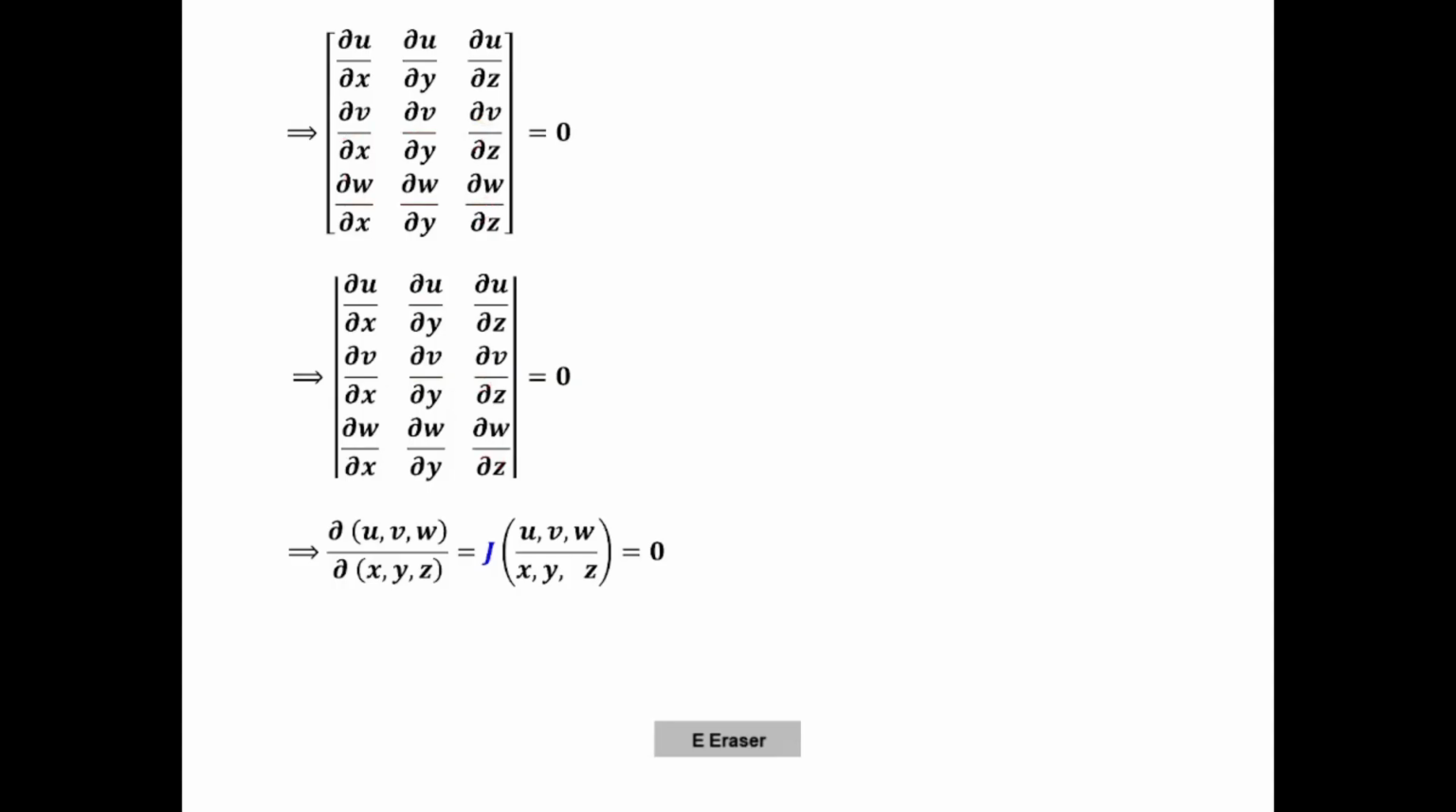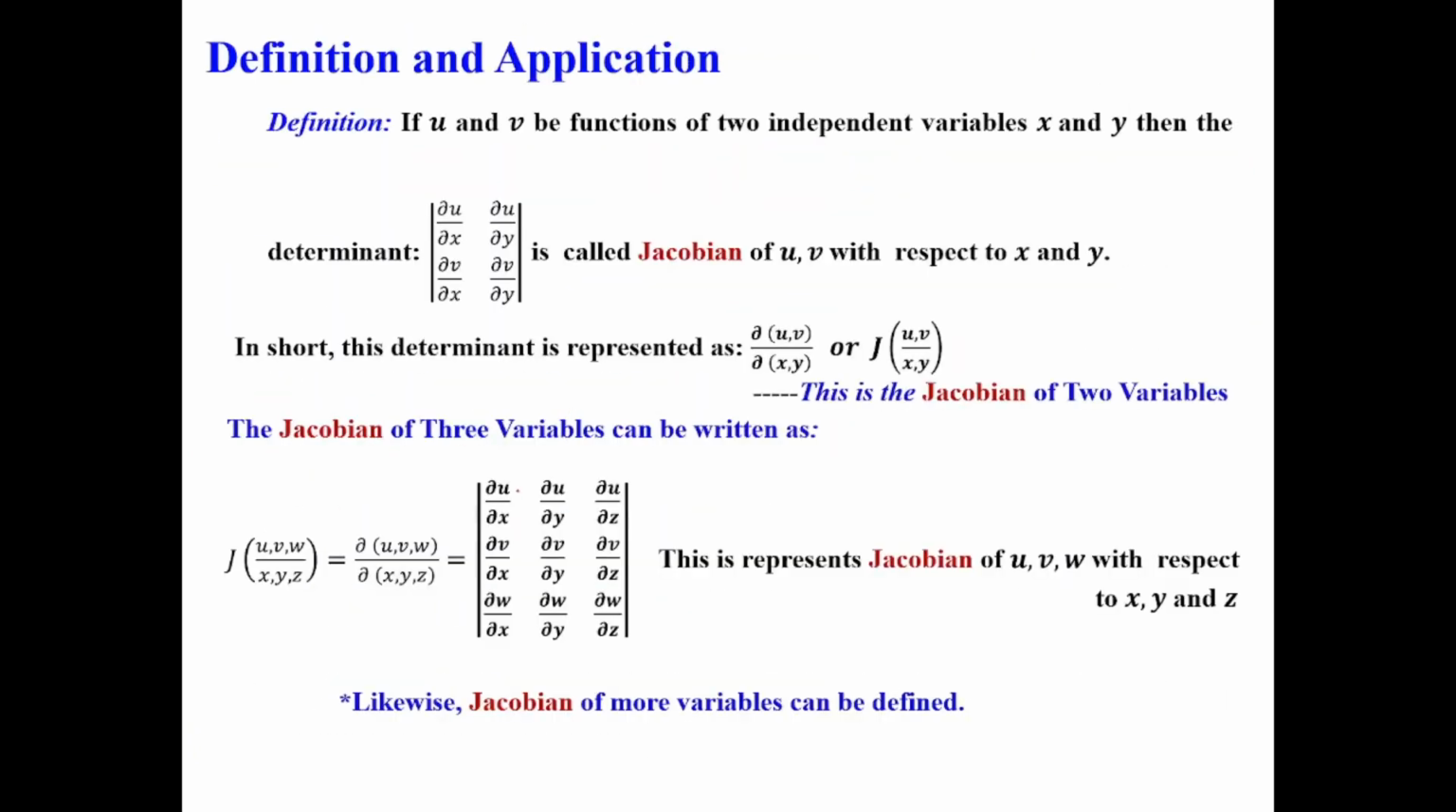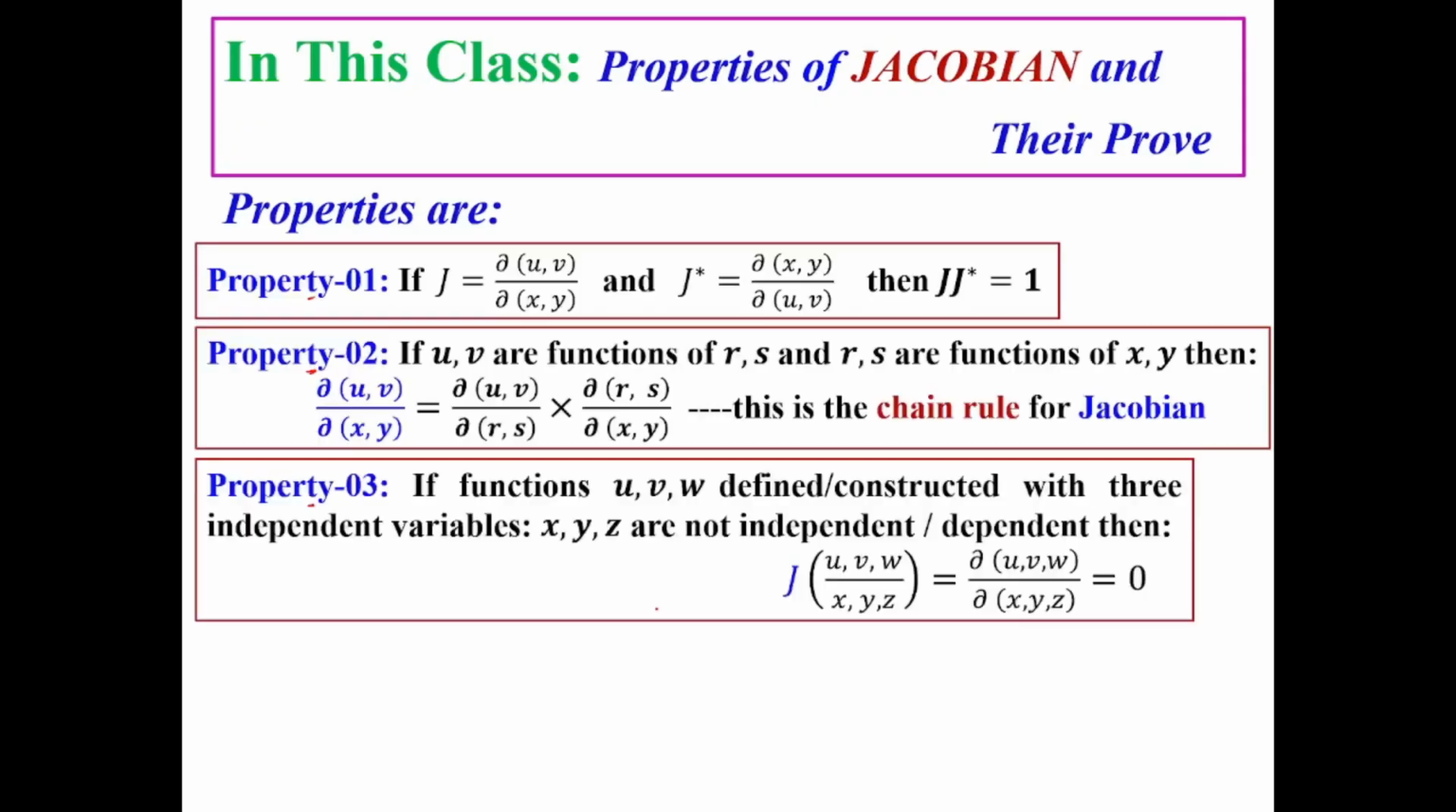equal to 0. In our first class, you may remember, we defined this. If we have this type of determinant, then this is nothing but the Jacobian of u v w with respect to x y z: del u by del x, del u by del y, del u by del z, del v by del x, del y, del z, del w by del x, del y, del z. That is nothing but the Jacobian of u v w with respect to x y z.